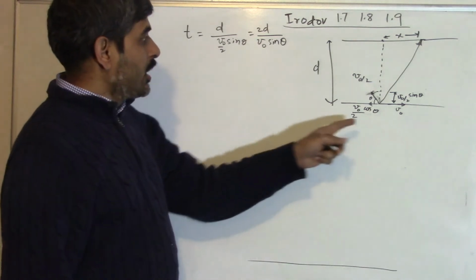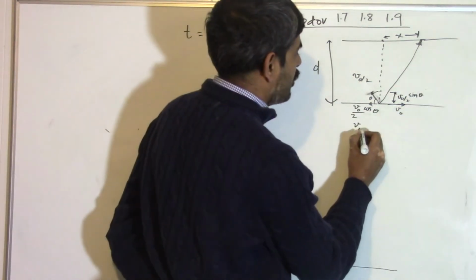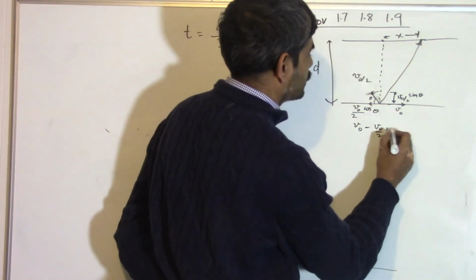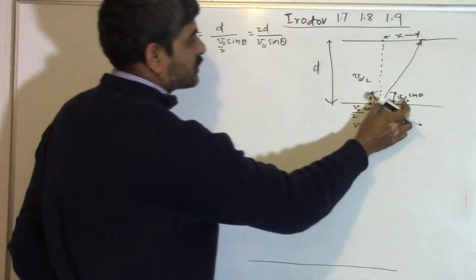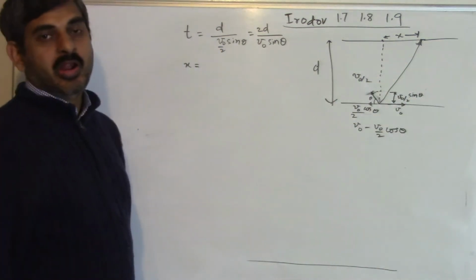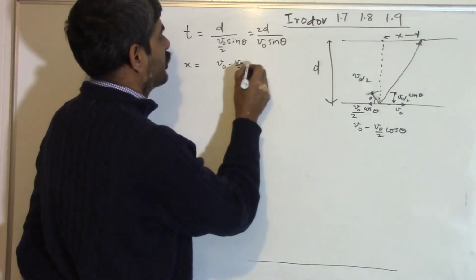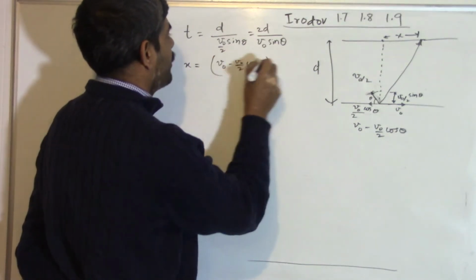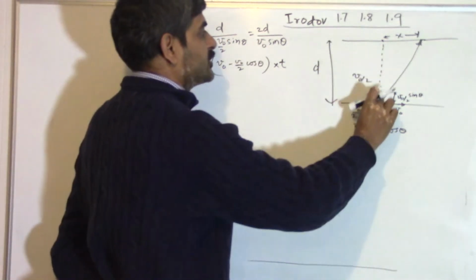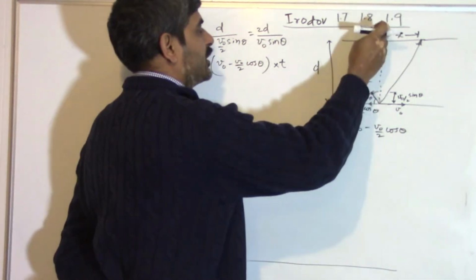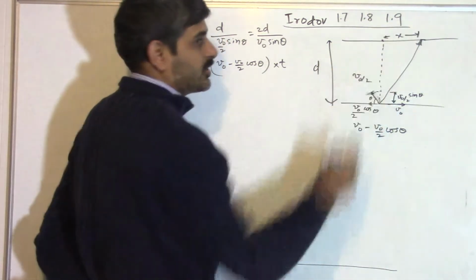Now, in the horizontal direction, the net velocity is V0 minus V0 by 2 cos theta. Therefore, this drift x will be given by this net horizontal velocity, which is V0 minus V0 by 2 cos theta, multiplied by the time, and this time is going to be the same as this time. In the time he reaches vertically from here to here, the vertical distance covered is equal to the horizontal drift.